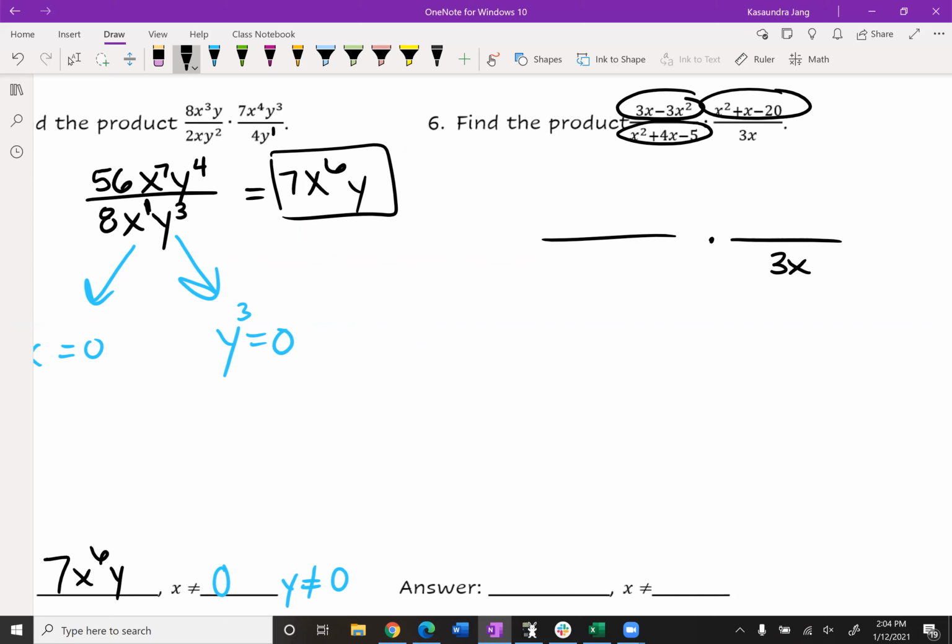Nice. GCF, greatest common factor. They both have a 3, so I can factor a 3 out. Is there anything else they have in common? X. Okay, I can factor a 3 and an x out, which means I'm left with 1 minus x. Okay.